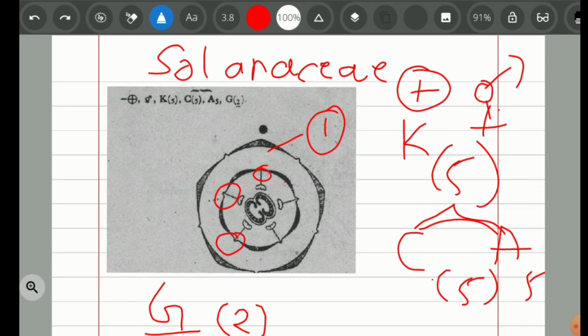So this is the first circle, this is the second circle. The androecium and the corolla are in the second circle, and this is the third circle. Usually we have 4 circles, but over here we have 3.